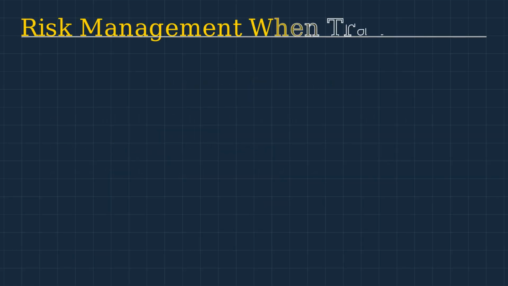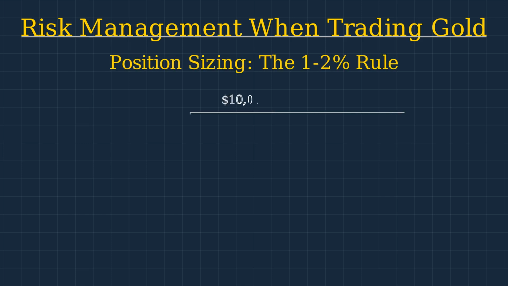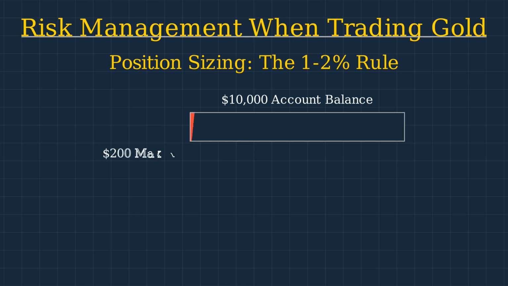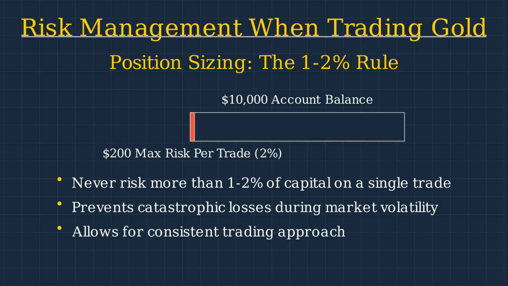Risk management is crucial when trading gold due to its high volatility. The most fundamental rule in risk management is the 1 to 2% rule. This means you should never risk more than 1 to 2% of your trading capital on a single gold trade. This approach prevents catastrophic losses during volatile market conditions and allows for a consistent trading approach over time.